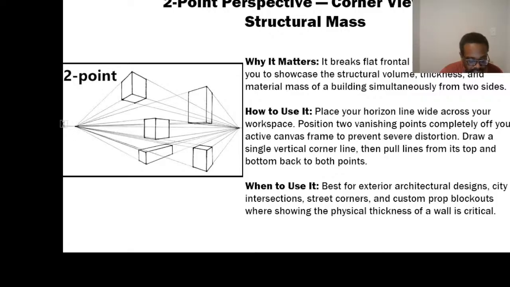As you can see here, the vanishing point is on the left, and the vanishing point on the right. So when you create the 2 point perspective, you're gonna have vanishing points on opposite sides. When to use it: it's best for exterior architectural designs, city intersections, street corners, and custom prop blockouts, where showing the physical thickness of a wall is critical.